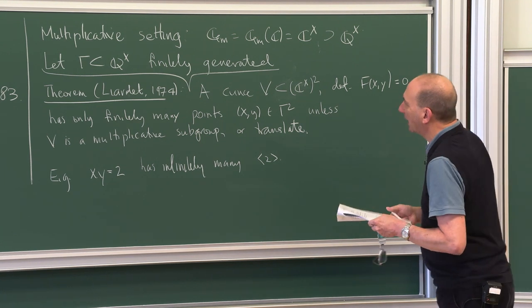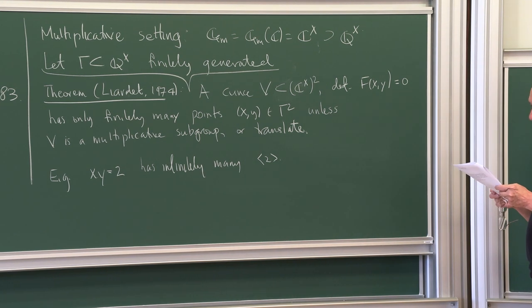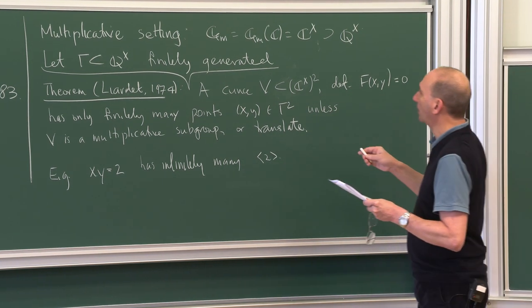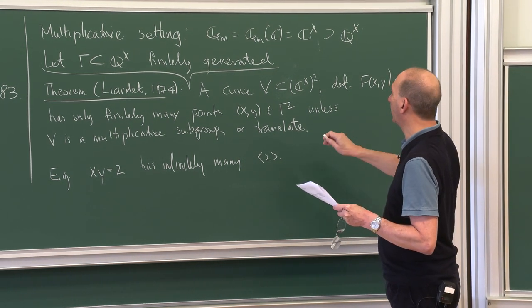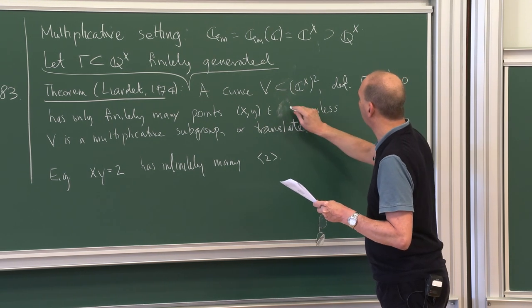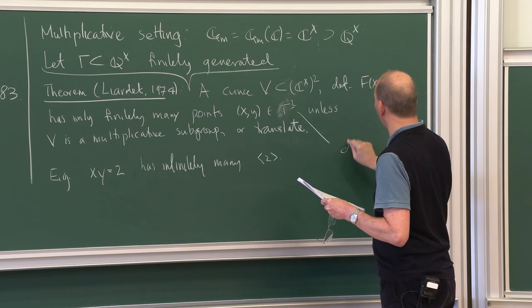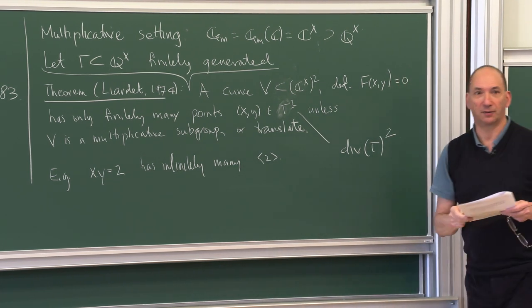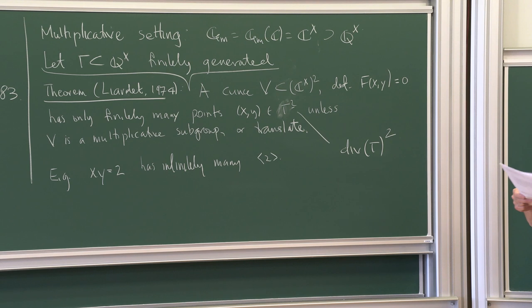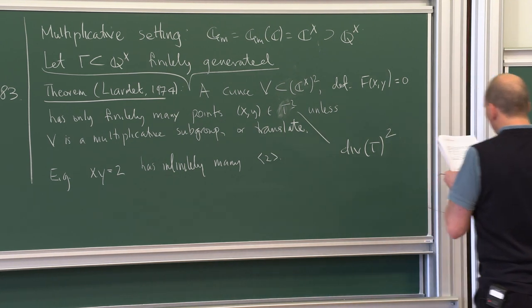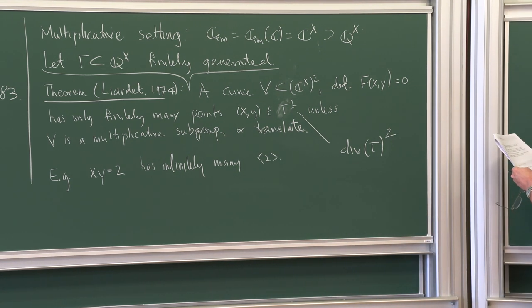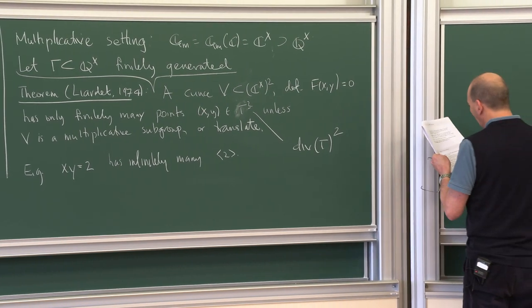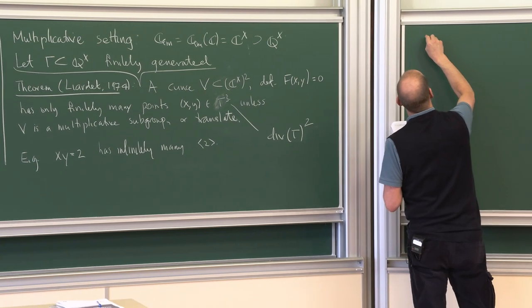Now, in fact, Liardet's theorem is quite a bit stronger and proves the same finiteness for points in the division group of Gamma squared. And this leads us to a sort of famous problem in this area. I like to call it Lang's toy problem.